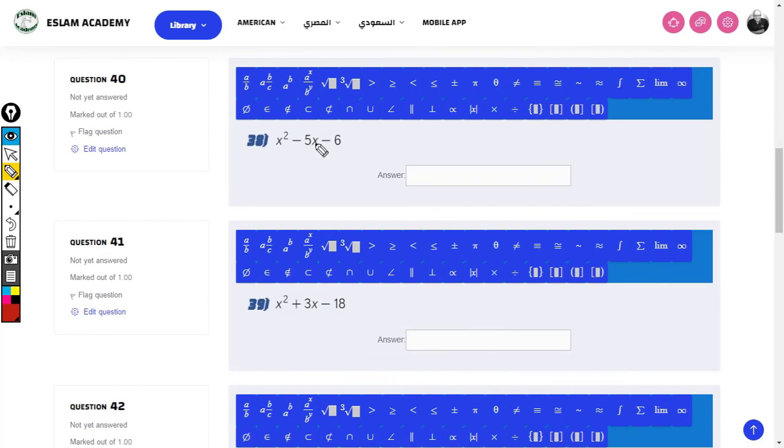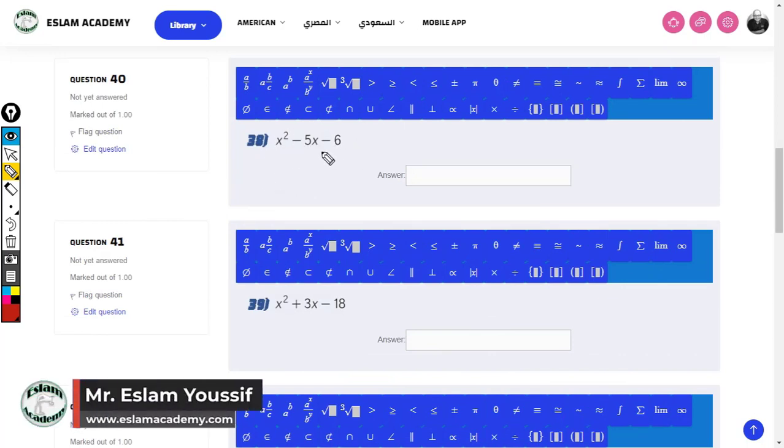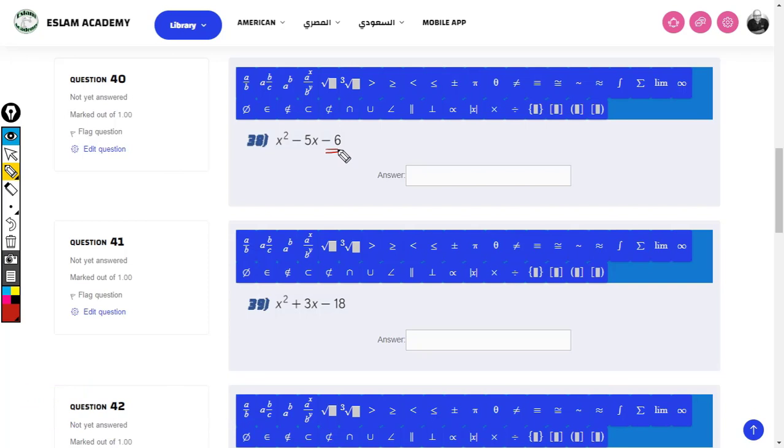x squared minus 5x minus 6. You will find that there is no common factor. Now we will check if this expression is a perfect square trinomial or not. You will find that the third term is negative. Once the third term or the first term is negative, it means this expression is not a perfect square trinomial. So we just factorize it.